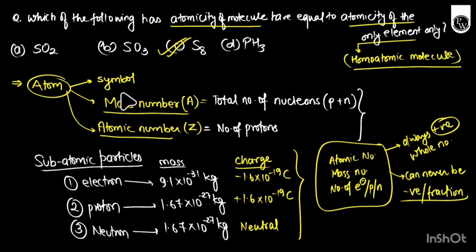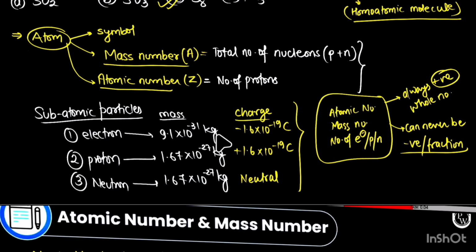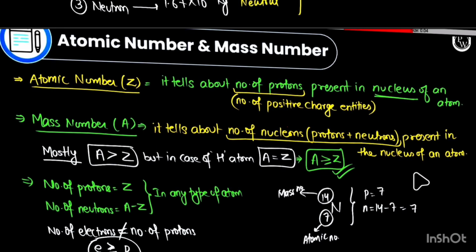What is the symbol of the atom? Mass number is represented by A and atomic number by Z. Mass number means the total number of nucleons, protons plus neutrons, and atomic number is the number of protons. These are the subatomic particles mentioned here: electrons, proton mass, neutron mass, and charge are also mentioned. The charge of an electron is 1.6 into 10 to the minus 19 coulomb, right? Atomic number and mass number are always positive whole numbers, can never be negative or fractions.